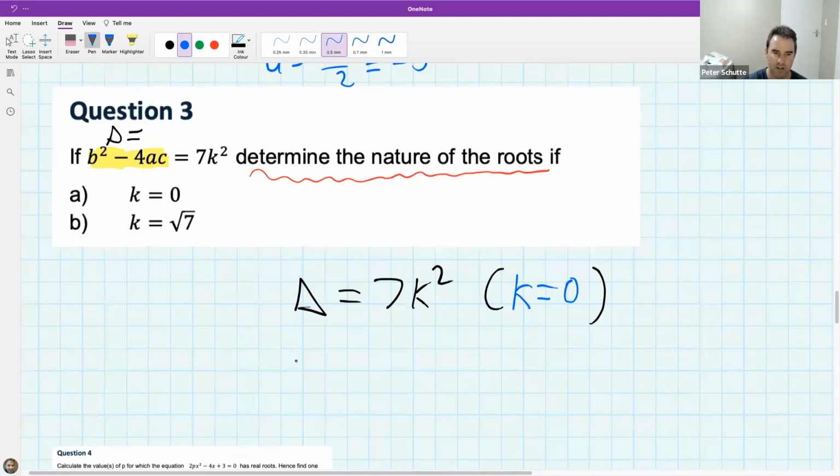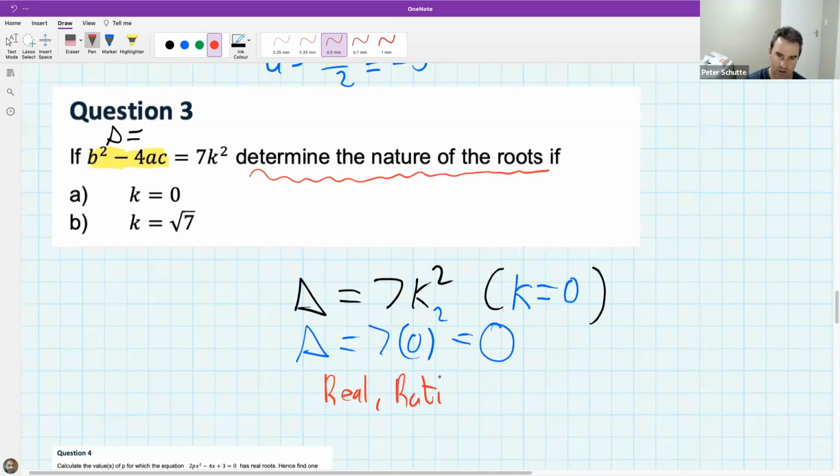So what does delta have to be? Delta has to be 0. So what does that mean about my roots? They are going to be real, they are going to be rational, and they are going to be equal. Because 0 is also considered a perfect square. It's a weird perfect square, but it is a perfect square.